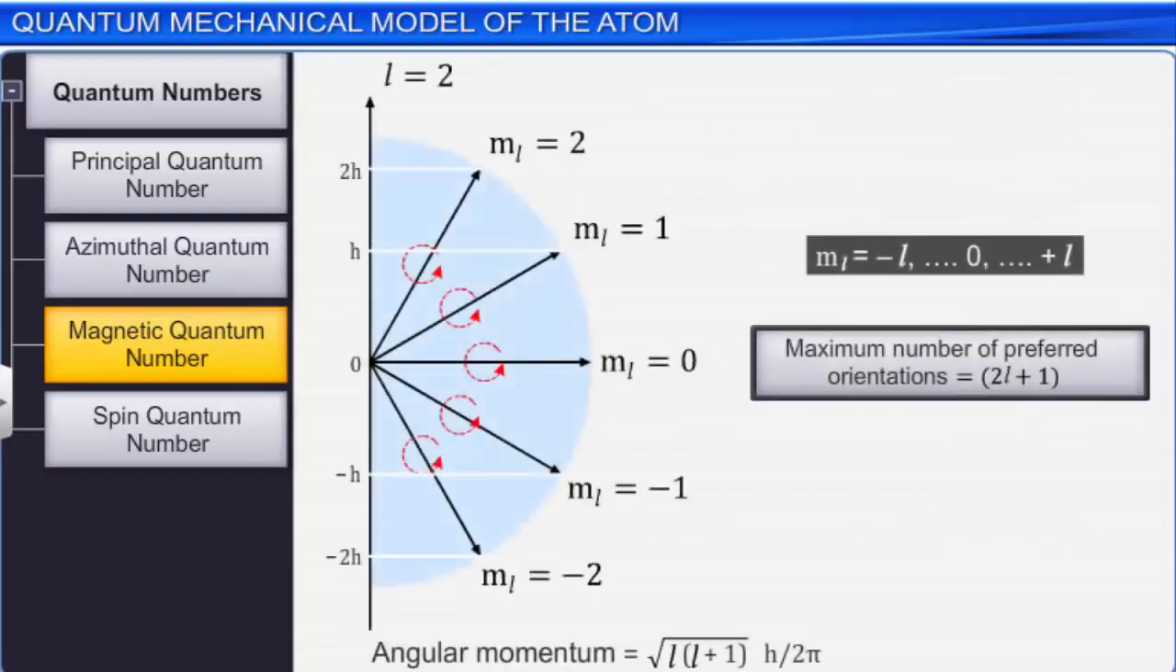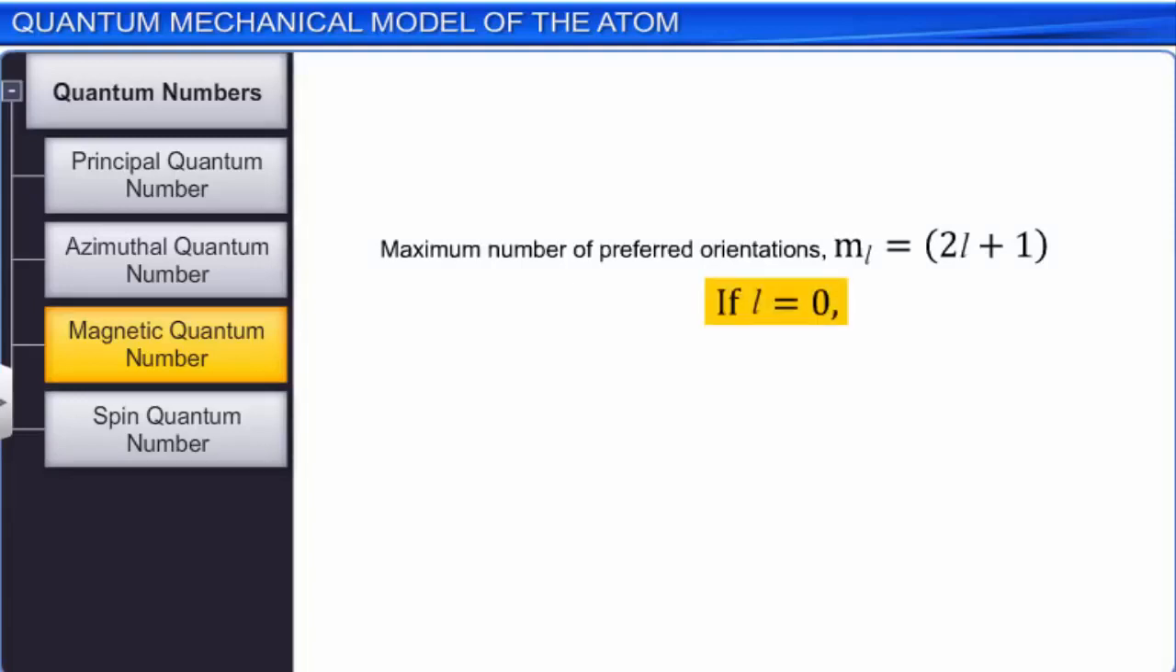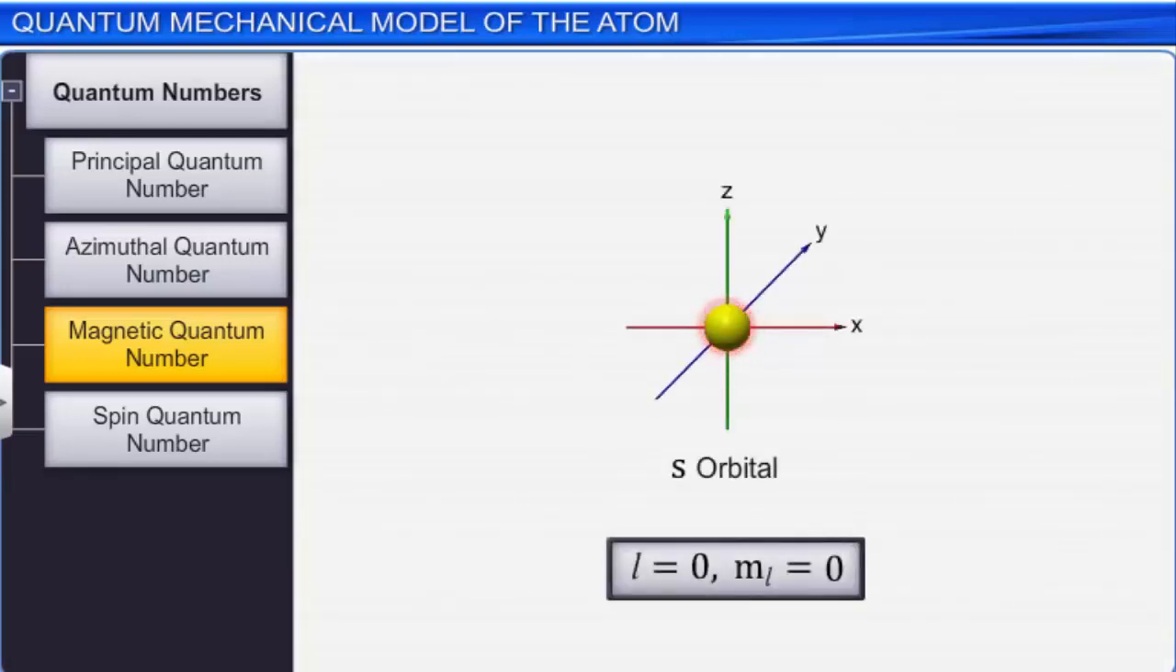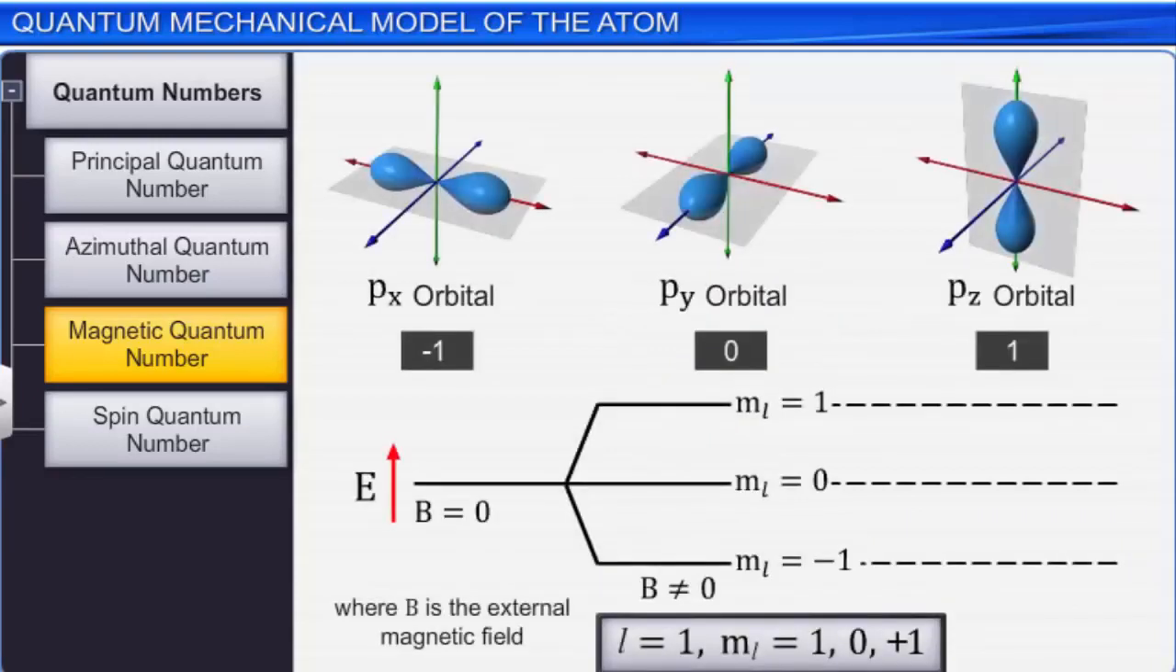For a subshell, there can be a maximum of 2L plus 1 preferred orientations or orbitals with values ranging from -L to +L, including 0. Hence, for L is equal to 0, the number of preferred orientations is equal to 1. Thus, S subshell can have only one orientation in space and only one orbital. For L is equal to 1, the P subshell can have a maximum of 3 orbitals with orientations along the 3 axes.